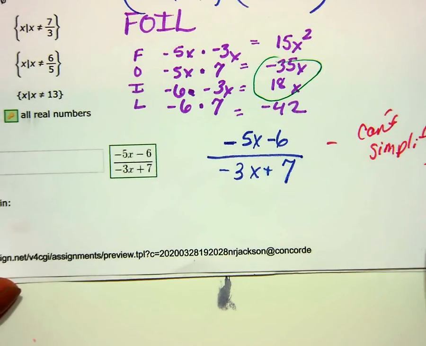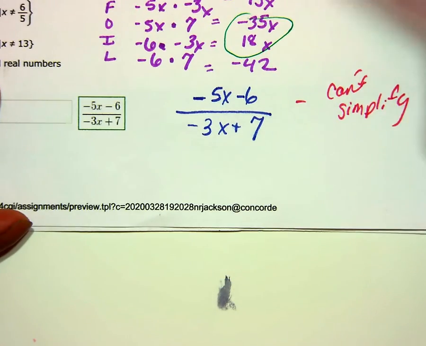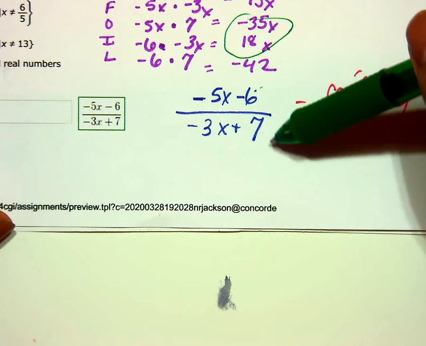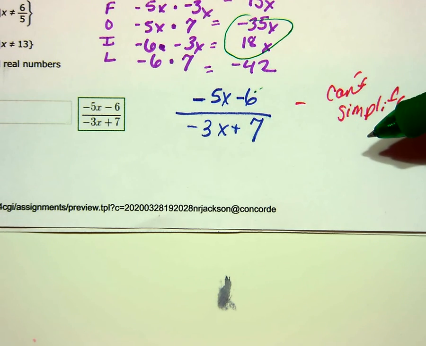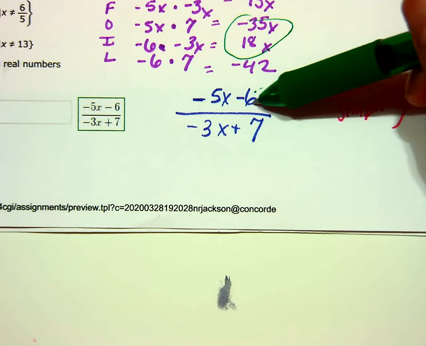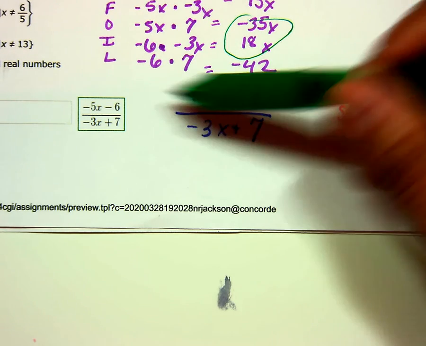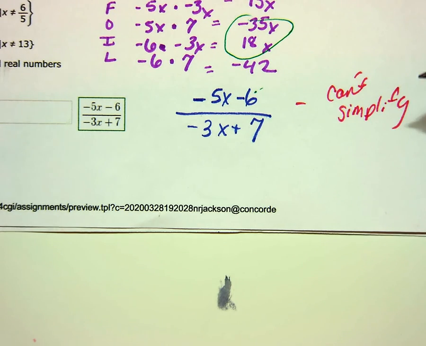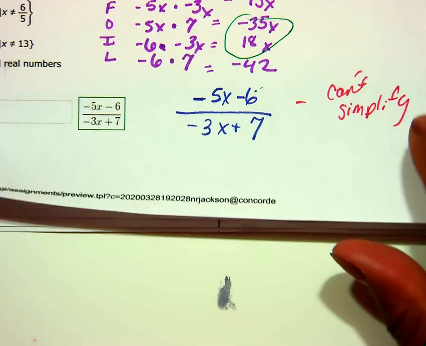But now we have to find the product, which is this last part. So you have negative 5x minus 6 divided by negative 3x plus 7. You really want to simplify and factor out those x's, but you can't because the x's are not in both terms. So this is your final answer. Leave it alone. Don't touch this.